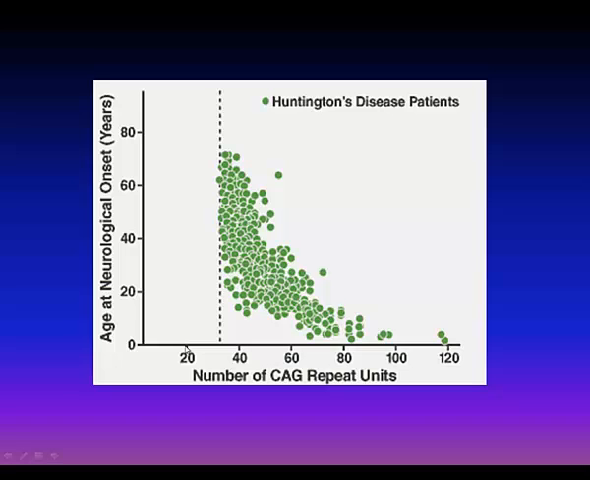In the case that we're going to do, we are going to run a Southern blot and then a PCR analysis of individuals in a family that have been affected by the disease, and we'll see what the results say about the likelihood of the as yet asymptomatic people developing Huntington's disease.